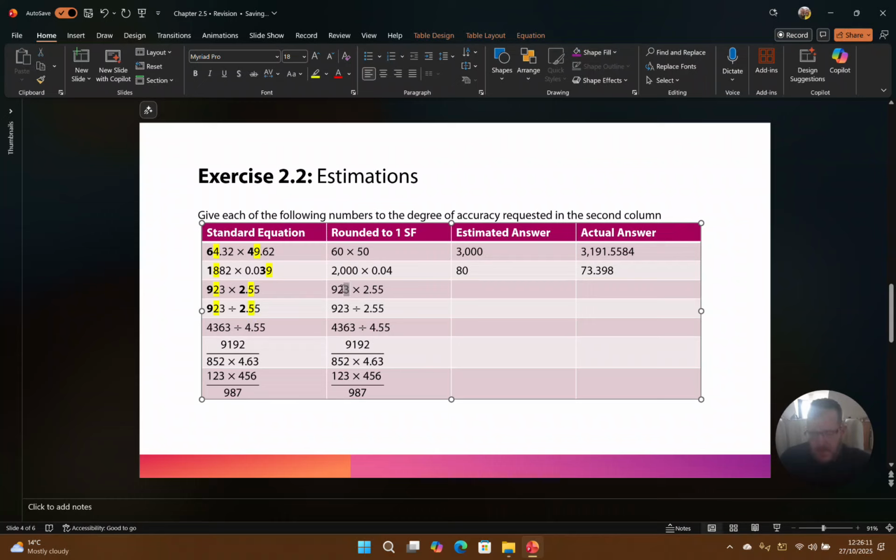And then that will become 900. And that becomes 900 as well. And these both become 3. 900 times 3 in this case is 2,700. 9,000 divided by 3 is 300. And then let's add them. Let's do the actual sum.